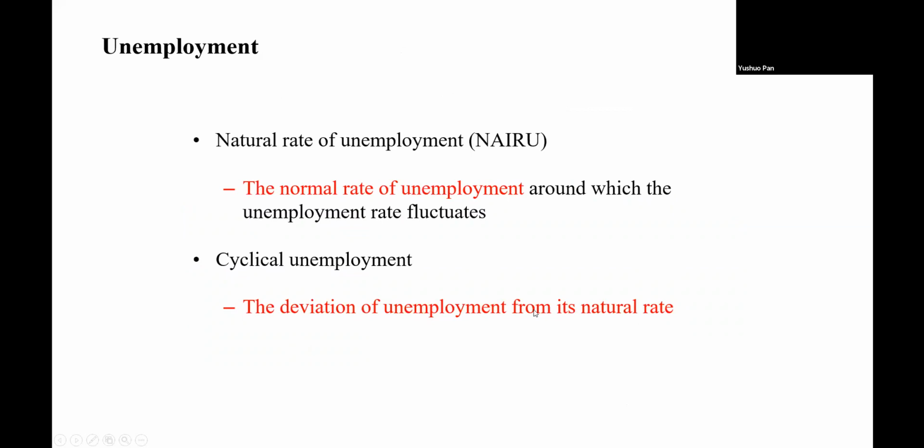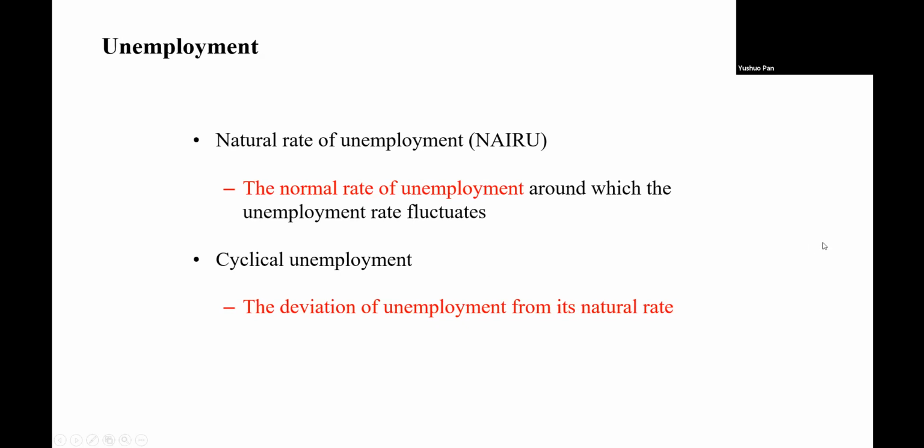Okay, and these two definitions are important definitions for unemployment. The first is the natural rate of unemployment, or the initialism NAIRU. The normal rate of unemployment around which the unemployment rate fluctuates. The natural rate of unemployment is also the average of different periods' results. So that's the normal rate of unemployment, which usually is the average value.